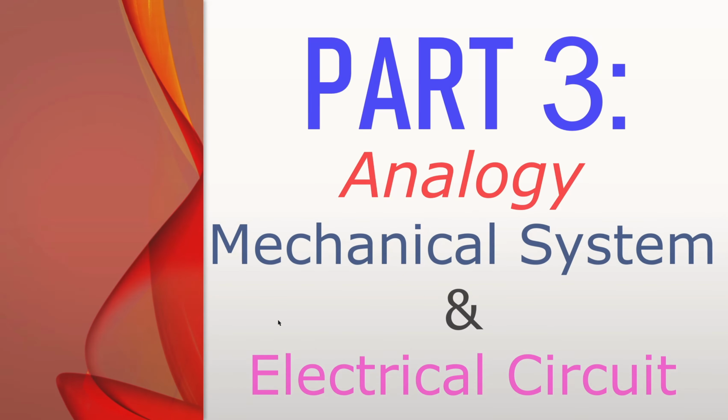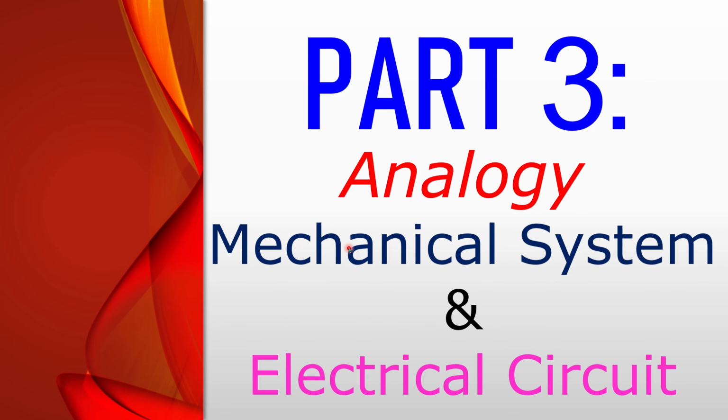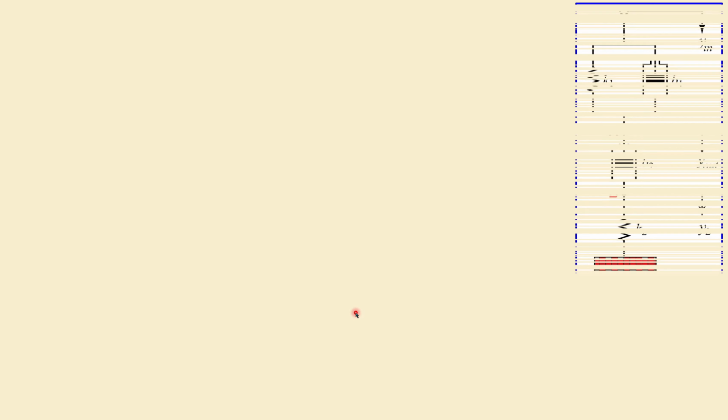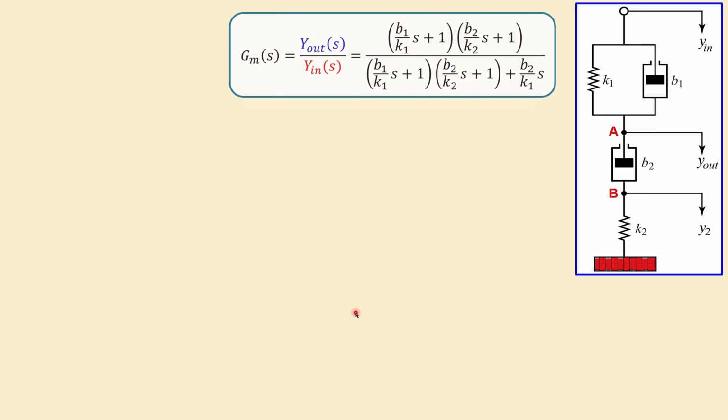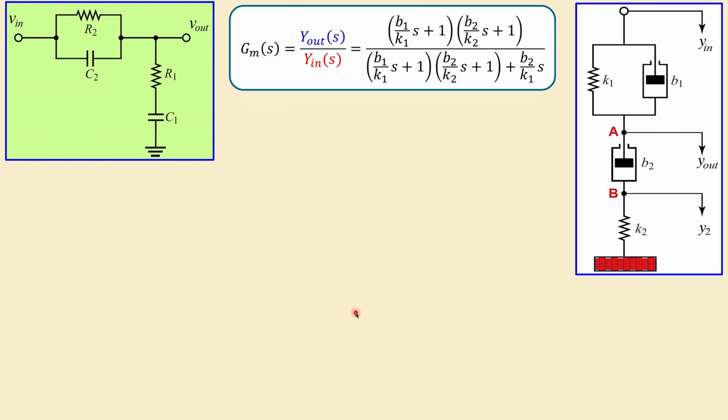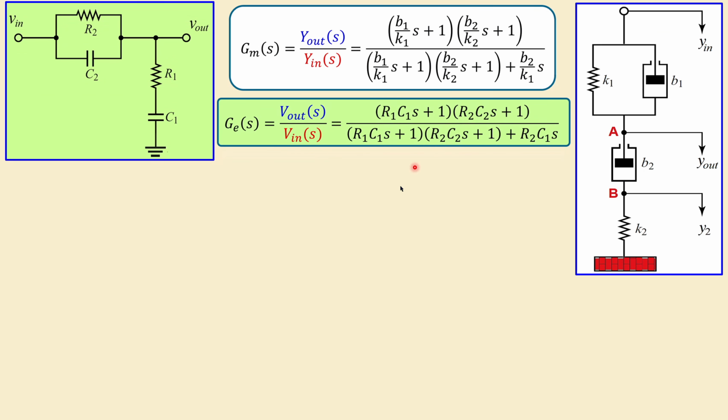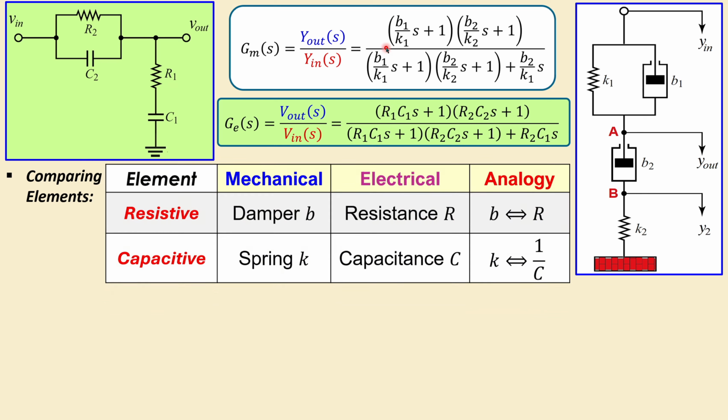Now let's go to part 3, which is the analogy between the mechanical system and the electric circuit we have discussed so far. This was our mechanical system. This was its transfer function. And this is the electric circuit with its transfer function. What do we recognize? Let's compare the elements in these transfer functions.